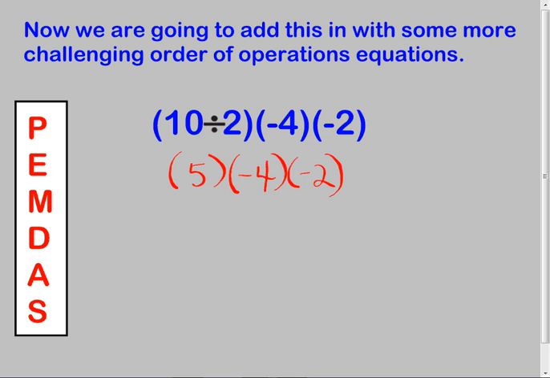Yeah, and you can do this in your heads. I'm going to write it out just for you guys to see, but that's a negative 20 times a negative 2, which makes it a positive, what? 40. Could you have done the 4 times the 2 first? Yeah. That's called the associative property.